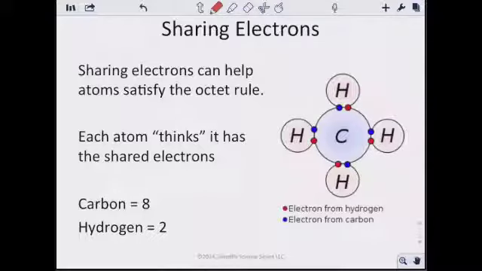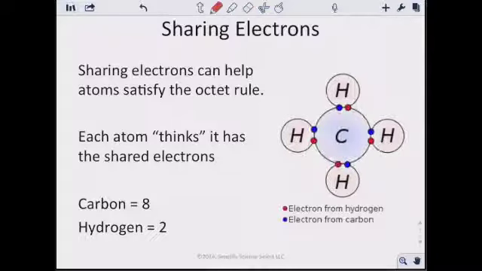So if we're looking at this, when we put all these hydrogens around this carbon, each hydrogen will bring 1 electron. So there's that hydrogen atom, there's that hydrogen atom, and there's that hydrogen atom, and there's that hydrogen atom. Now, carbon brings 4 electrons: 1, 2, 3, 4.